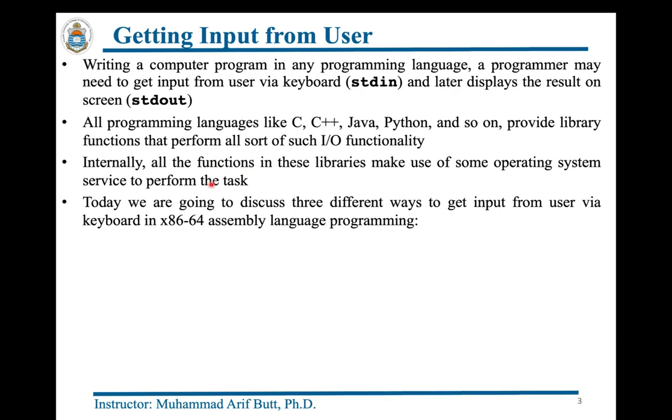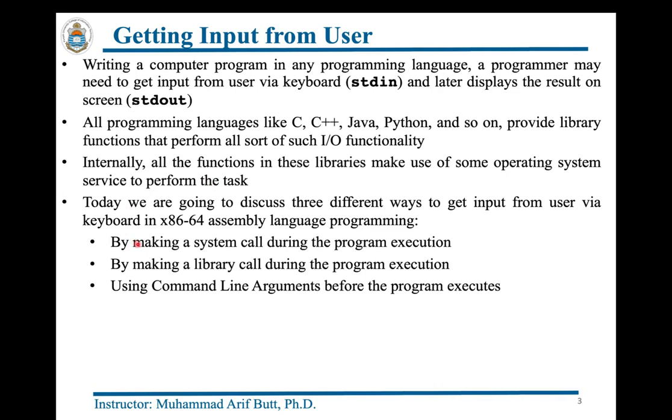And today we are going to discuss three different ways to get input from user via keyboard in x86-64 assembly language programming. And these are by making a system call during the execution of the program, by making a library call during the program execution again, and the third is using command line arguments before the program executes.